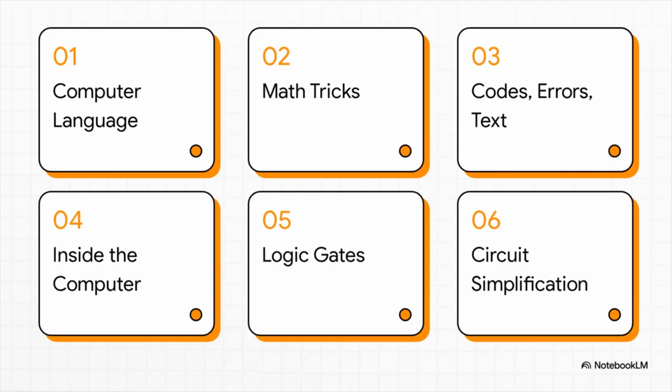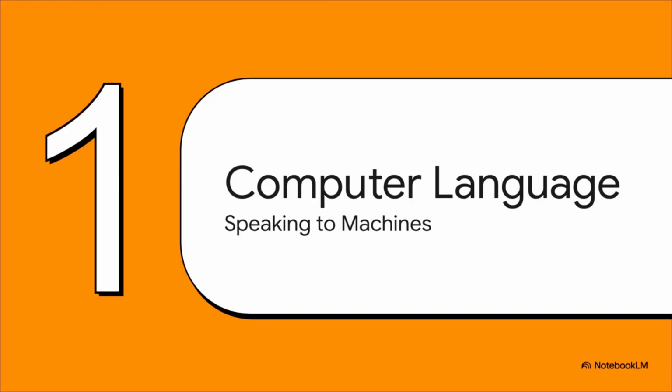To make this super digestible, we're actually going to split this explainer into two distinct halves. Part A covers the language computers use to represent data, that's sections 1 through 3. Then in Part B, we're going to explore the physical brain that processes all that data, covering sections 4 through 6. All right, let's jump right into section 1, speaking the computer's language.